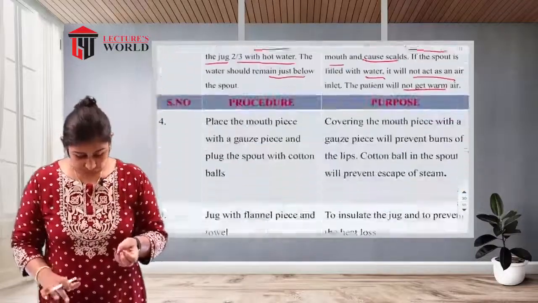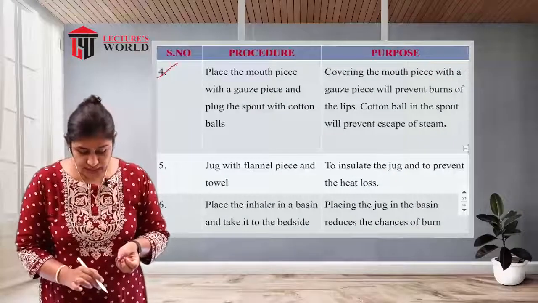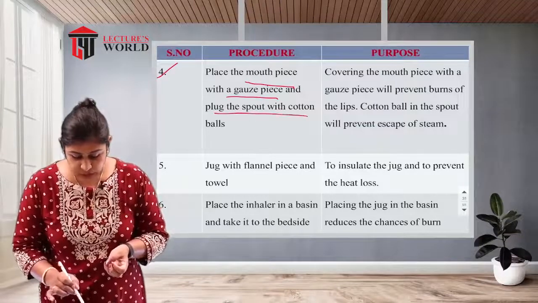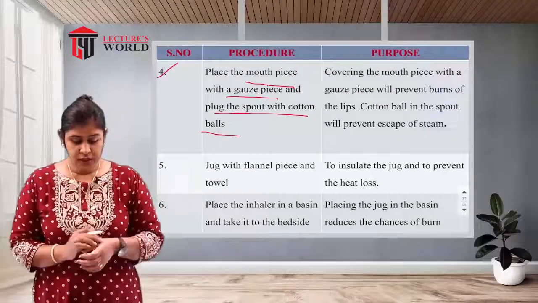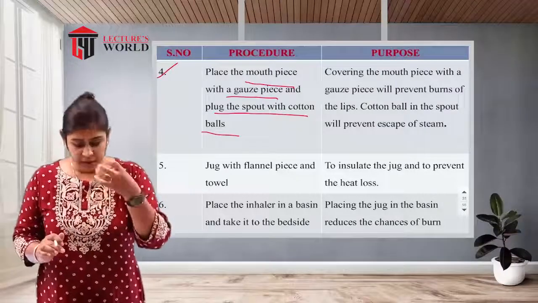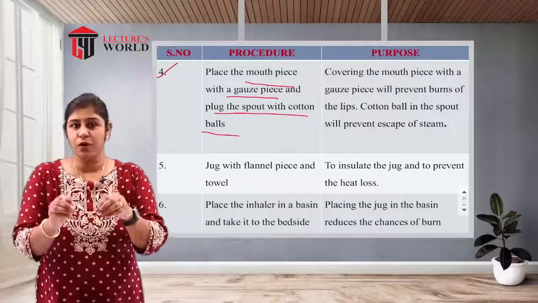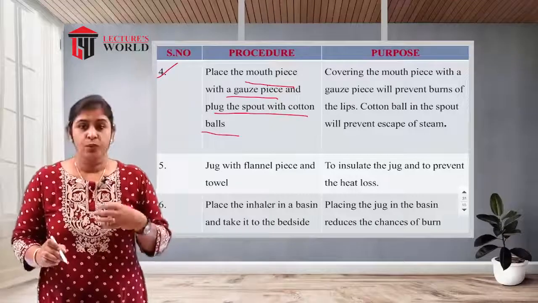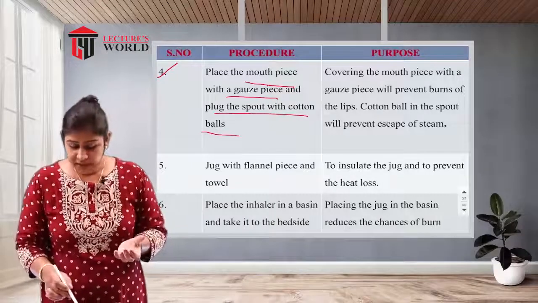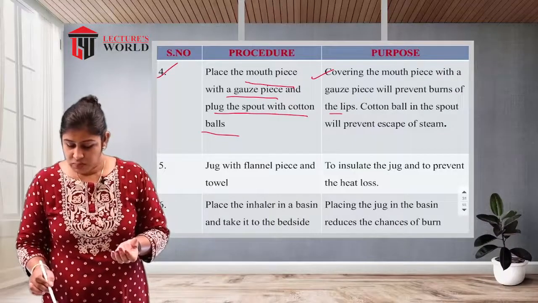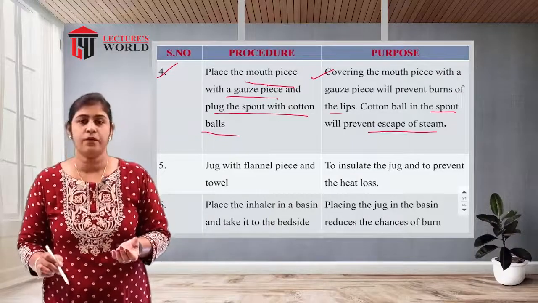Okay. Next point, make sure that you place the mouthpiece with a gauze piece and plug the spout with a cotton plug. So you have to cover the mouthpiece with a gauze piece and then plug the spout with cotton balls. What is the main purpose? Covering the mouthpiece with a gauze piece will prevent burns of the lips. Cotton ball in the spout will prevent escape of the steam.